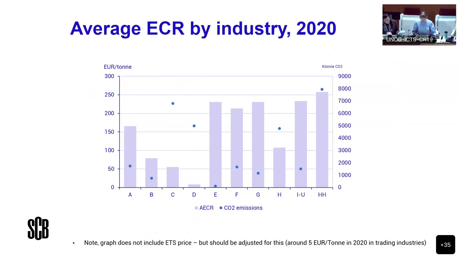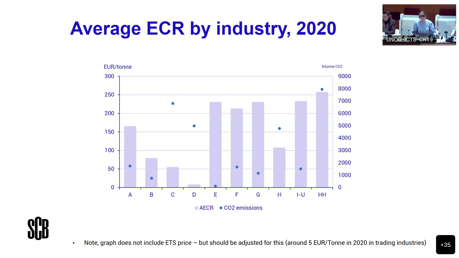So looking at some results, here is average ECR by industry in 2020. So it's the different NACE industries at the bottom. The bars represent the price paid, so euro per ton. But we also wanted to combine this with information on how important they are for total emissions. So the second scale to the right is carbon dioxide emissions, and the small dots in the graph illustrate this.